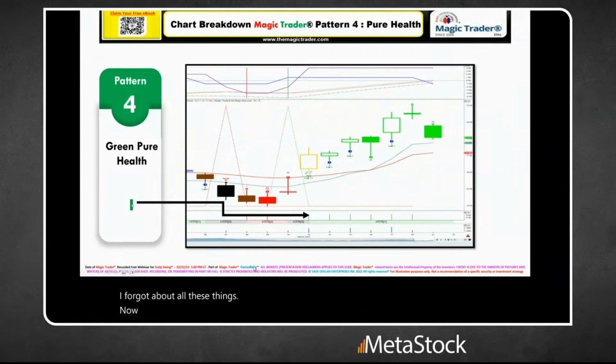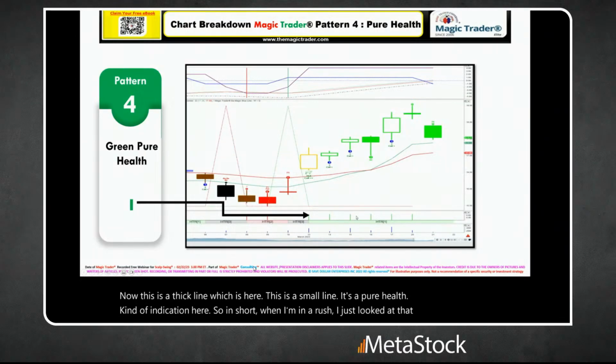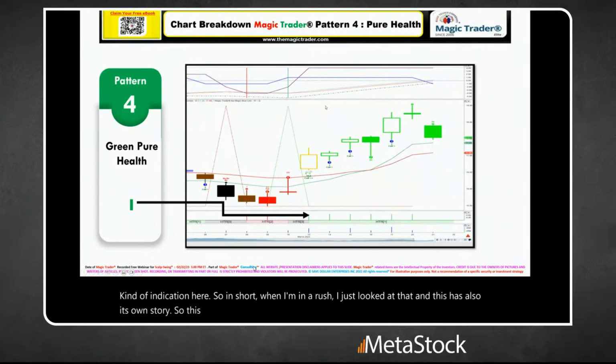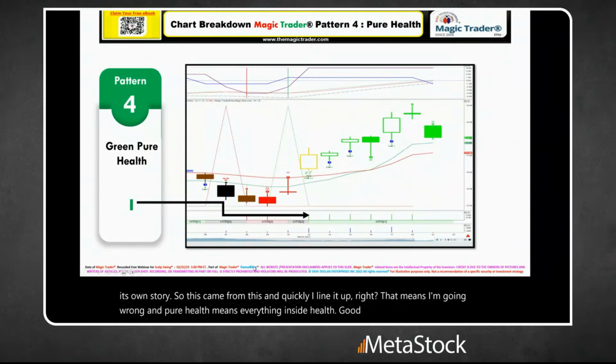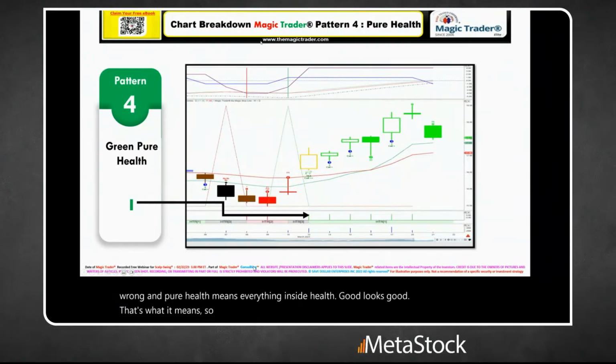Now, this is a thick line, which is here. This is a small line. It's a pure health kind of indication here. So in short, when I'm in a rush, I just look at that. And this has also its own story. So this came from this, and quickly I line it up, right? That means I'm going long. And pure health means everything inside looks good. That's what it means.